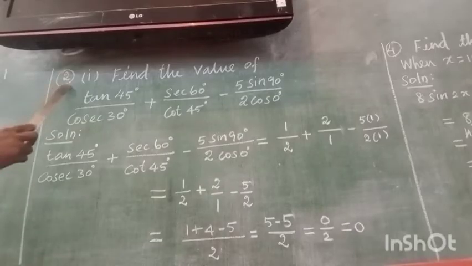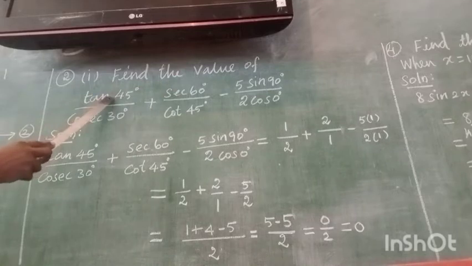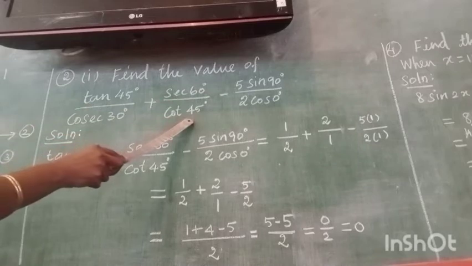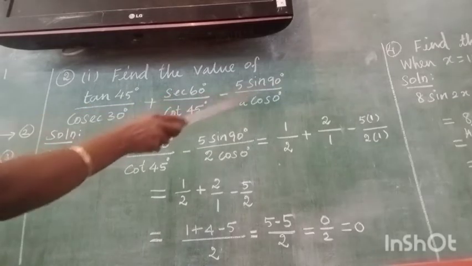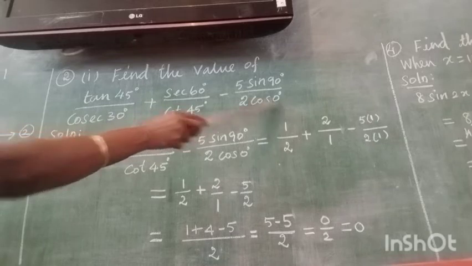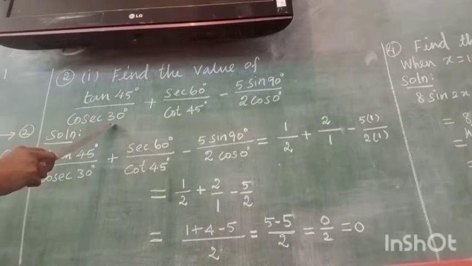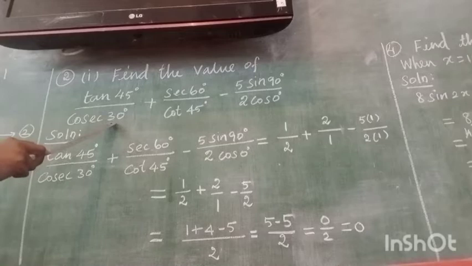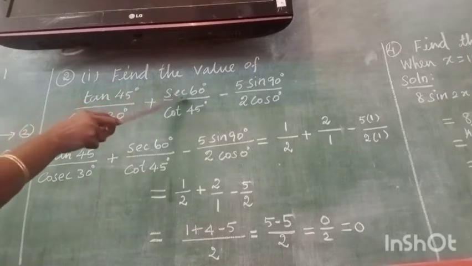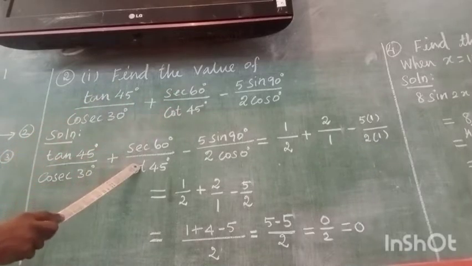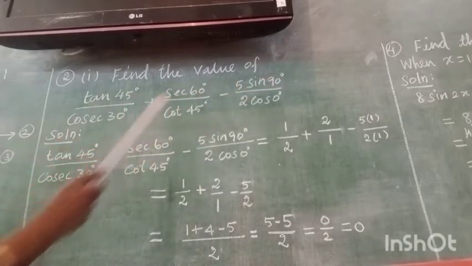Students, second problem. Find the value of tan 45 degree by cosec 30 degree plus sec 60 degree by cot 45 degree minus 5 sin 90 degree by 2 cos 0 degree. Do you remember the values? Tan 45 degree, what is the value? Cosecant 30 degree value you know. What is the meaning of cosecant? Cosecant is the inverse of sine. Secant is the inverse of cos. Okay, first write the given question.